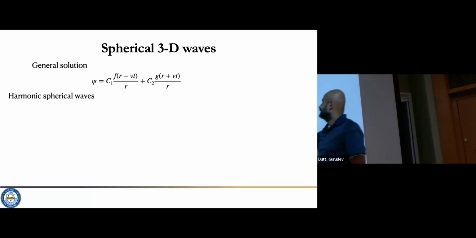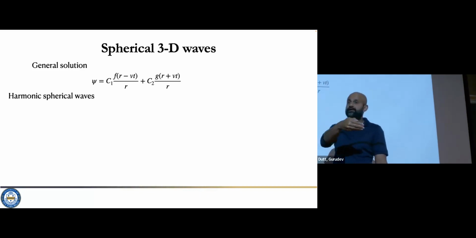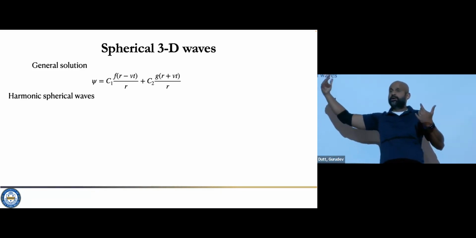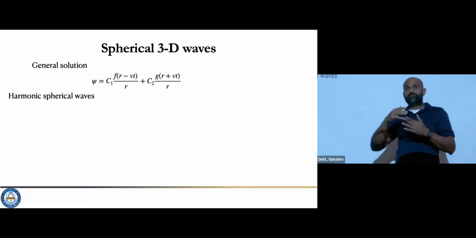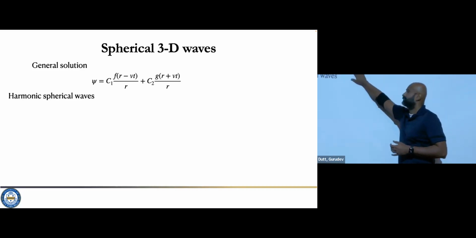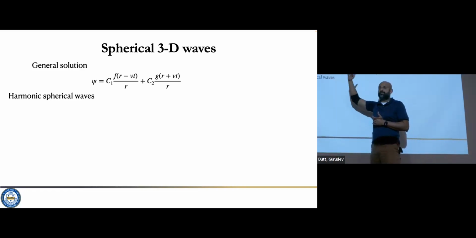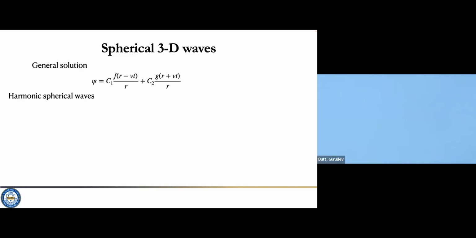We see right away that if C1 and C2 are constants, then, let's say for now we neglect the r plus vt term, because that represents a wave traveling inward toward the origin from infinity, whereas r minus vt represents a wave traveling outward from the origin. Typically we are more interested in the wave going away from the origin. In that case, it goes as C1 divided by r times f of (r minus vt). So the amplitude of this wave decreases as 1 over r as you go further away from the origin.